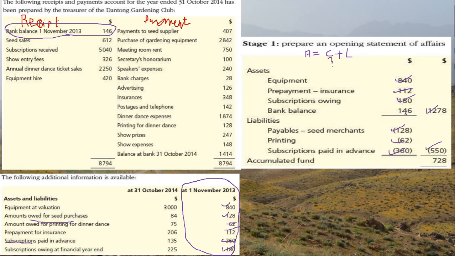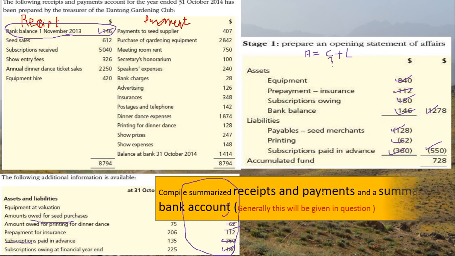And finally 146 is the bank balance at the beginning. You need to put that as well here. So you add this up, it comes to 1278, and then you deduct 550, you get 728 as the accumulated fund. That's your opening capital, or you can say opening accumulated fund. So that's your step 1 complete.